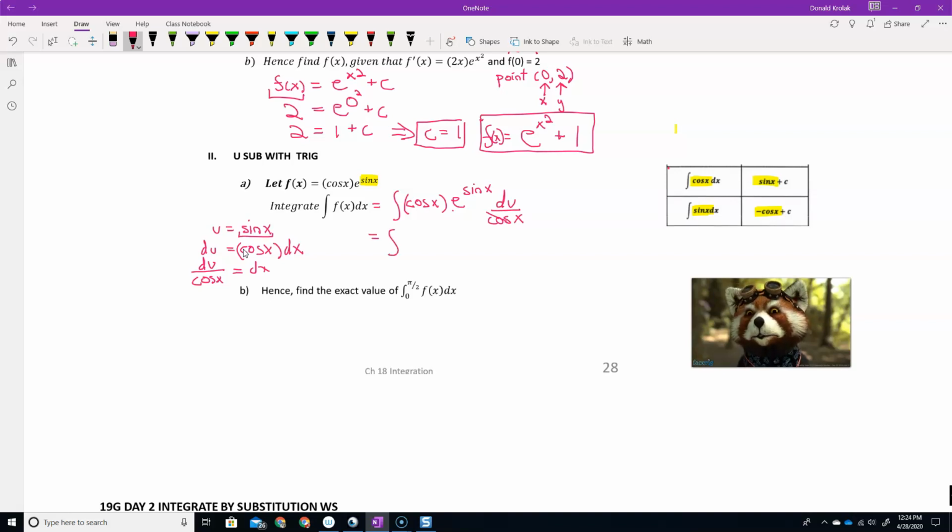And now, let those cancel. And I should have substituted in my u. I didn't, so just e to the u du. And now the integral of e to the u is itself, so this would equal e to the u plus some constant c.